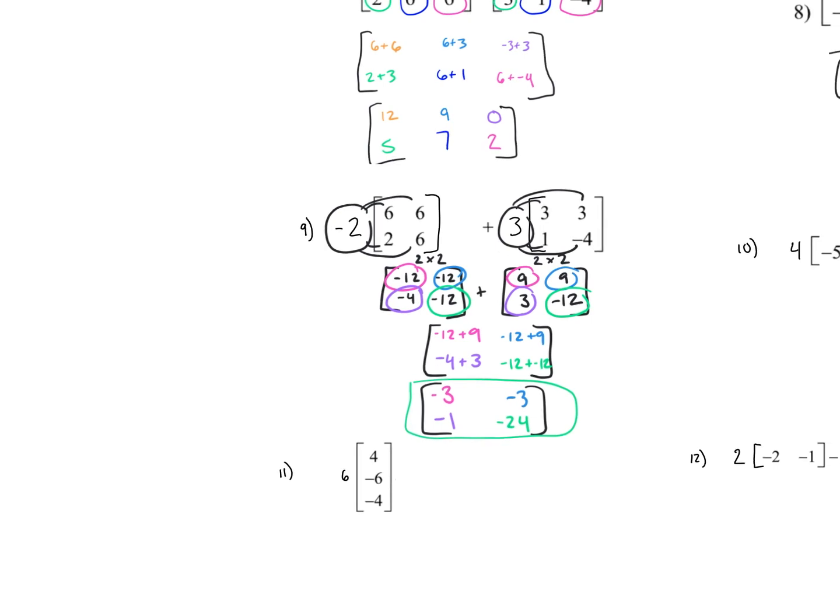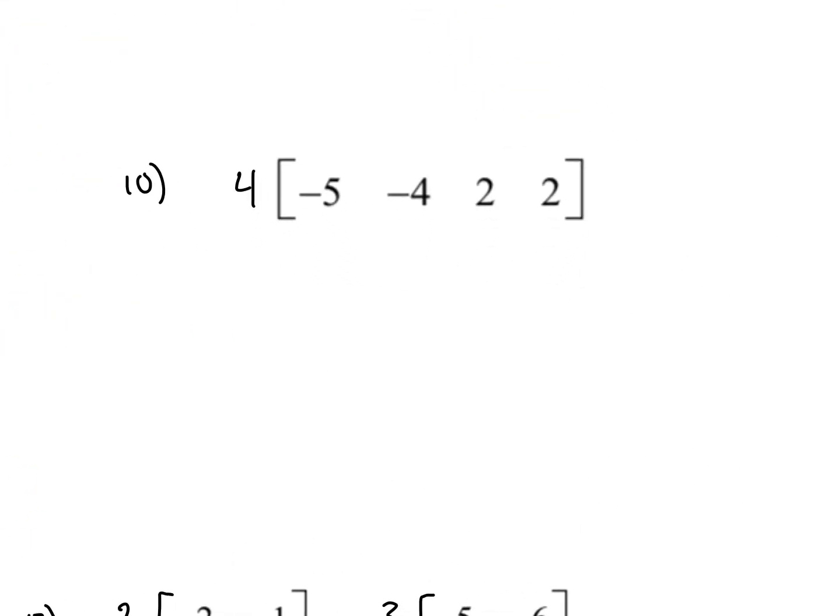All right, let's look at number 10. So here, we're just multiplying. Are these homework answers going to be uploaded? Yes. What do we multiply first? 4 times negative 5. And what's 4 times negative 5? Negative 20.